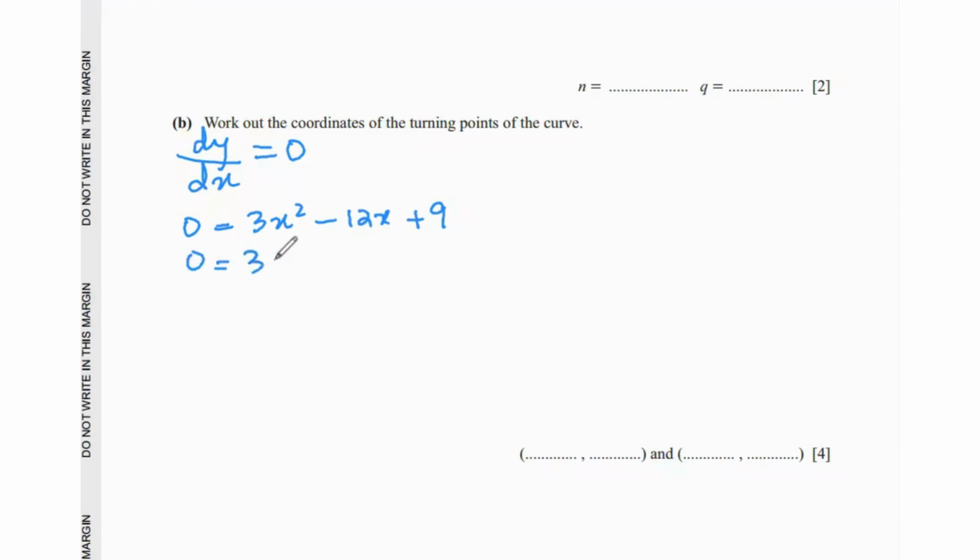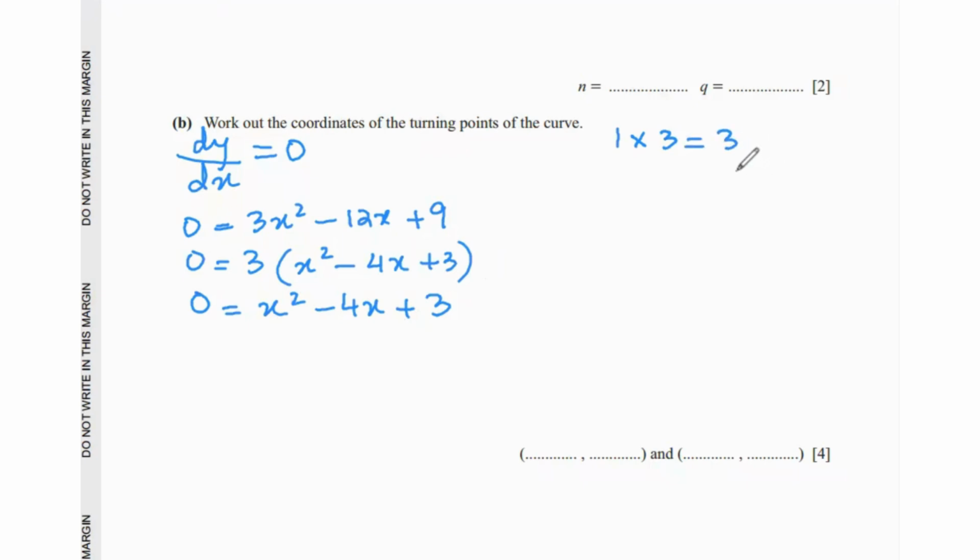We can take 3 common because all the 3 numbers come in the 3 times table. So x squared minus 4x plus 3. 0 equals x squared minus 4x plus 3. Now I can factorize this quadratic equation using splitting the middle term or the quadratic formula, whatever works for you. I'm going to use splitting the middle term. We multiply the coefficient of x squared with the constant. So 1 times 3, that's 3.